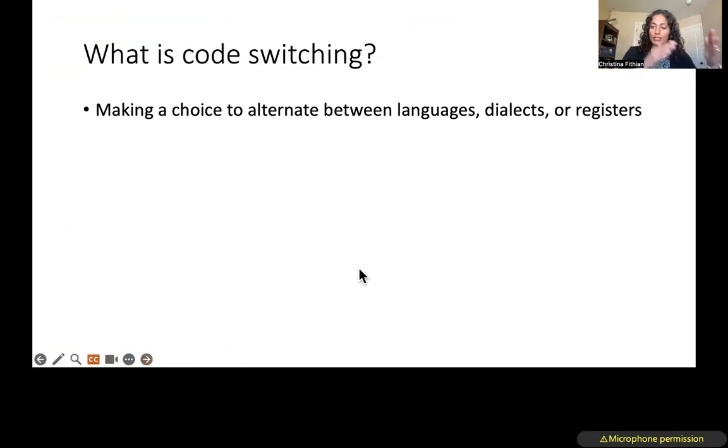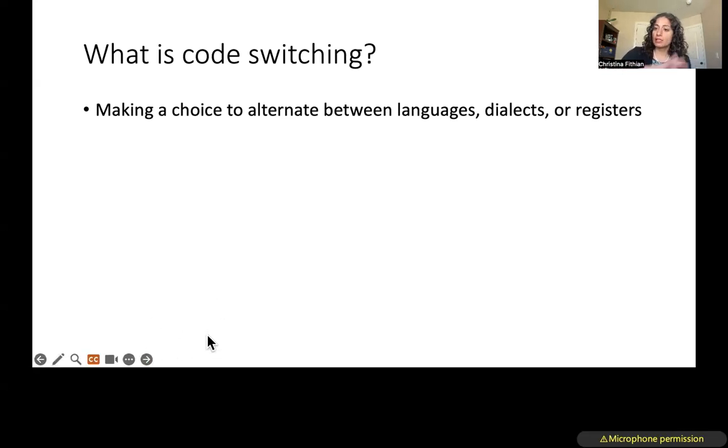So what I did just a minute ago in going between those different registers is something called code switching. Now, code switching is when you make the active choice to alternate between either different languages or different dialects within the same languages, or within different registers to go back and forth. So again, me describing what happened to my arm to 3 different people or 3 different groups of people is an example of code switching.